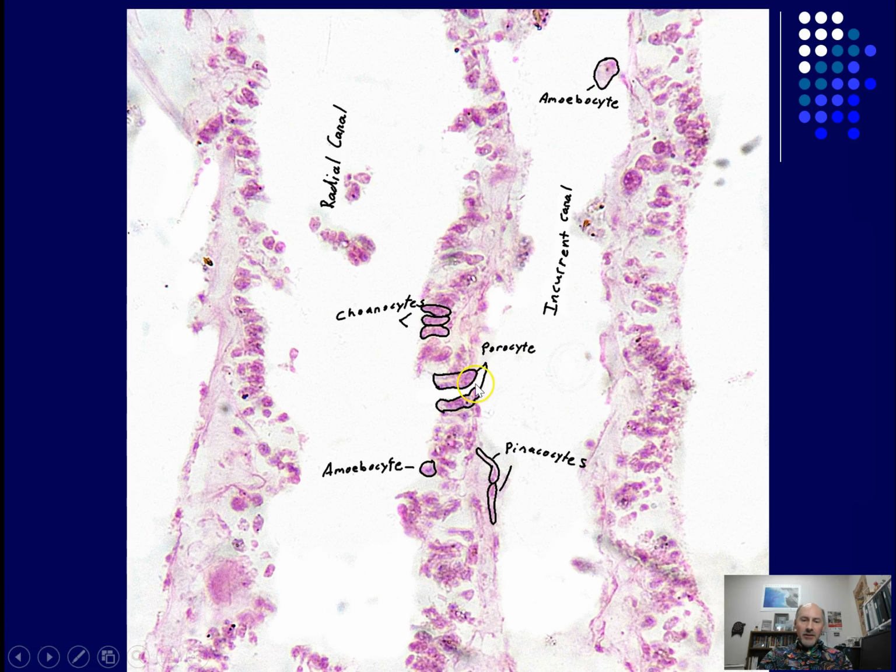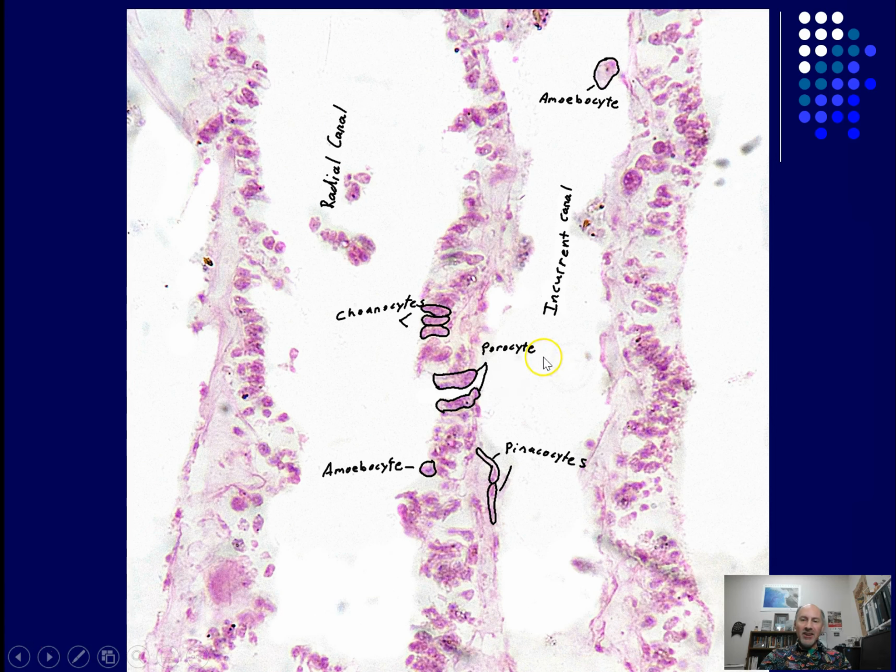So here again we see this opening, what we call an apopyle, from our in-current canal going across into the radial canal over here. Again, I kind of labeled these porocytes, but these are not tube-shaped cells. They're just kind of guarding the sides of the opening between the two.